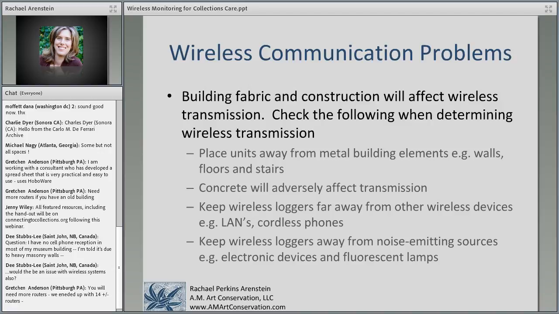If you've got a lot of other wireless communications going on, if you have a building management system, or security systems that are working with wireless, cordless phones, other wireless networks, that will interfere with the transmission of these devices. And then there are other noise emitting sources, which can be various other electronics and even things like fluorescent lamps. So all of these things are going to quickly eat into whatever the manufacturer transmission rate is. And that's not just for the Onset system. That's pretty much for all of them.